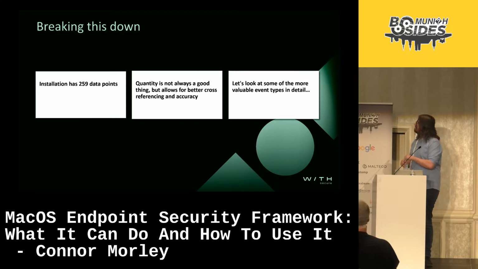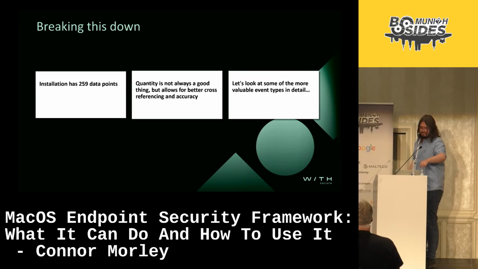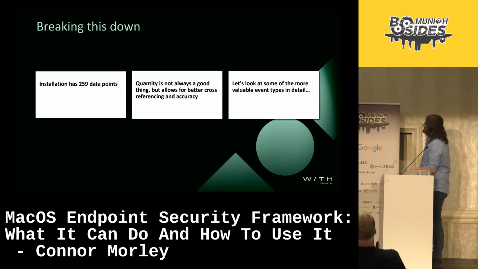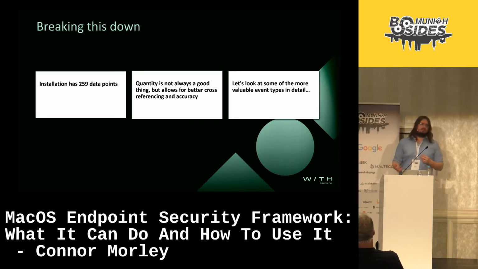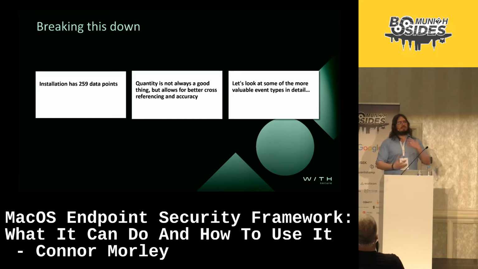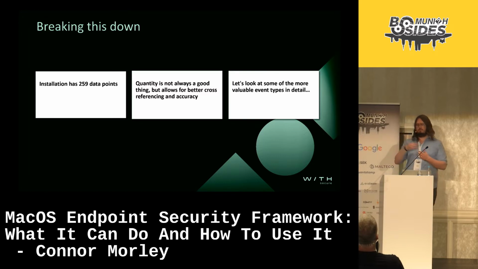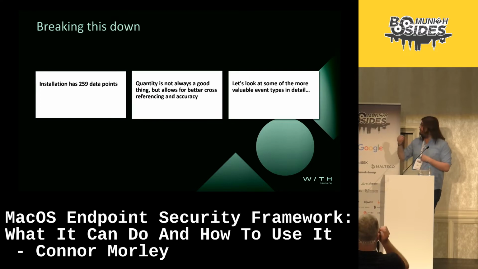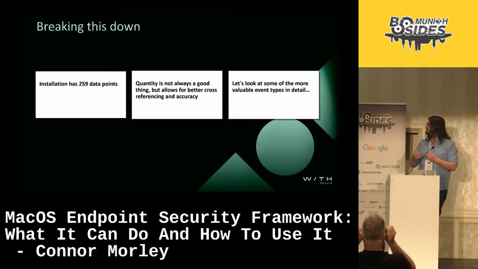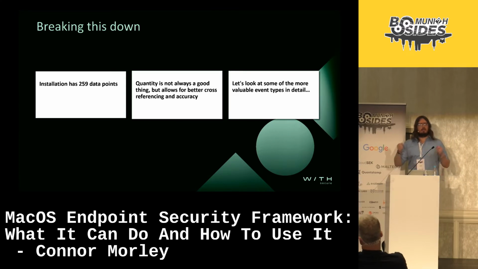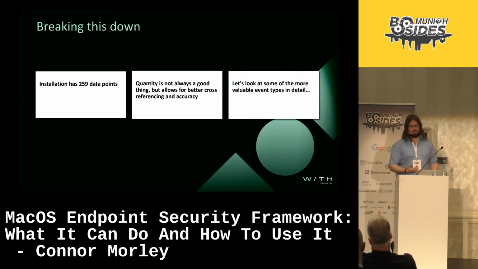So breaking down that slide a little bit further, in total, 259 data points are generated during a Meterpreter installation. But 259 data points doesn't necessarily mean that they're great data points. Quantity is not always an indicator of quality. But if you have enough data points with enough cross-referencing, you can generate more accurate profiles and higher fidelity, as long as you know what you're looking for. And ESF, during my experimentation, showed that it had both quantity and quality event types. So by filtering the two together, you actually get a very accurate representation of when anomalous behavior has occurred.